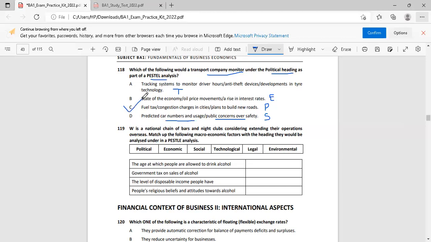W is a national chain of bars and nightclubs considering extending their operations overseas. Match up the following macroeconomic factors with the heading they would be analyzed under in a PESTEL analysis. The variable here is the age at which people are allowed to drink alcohol. It has something to do with the law, so it is legal.